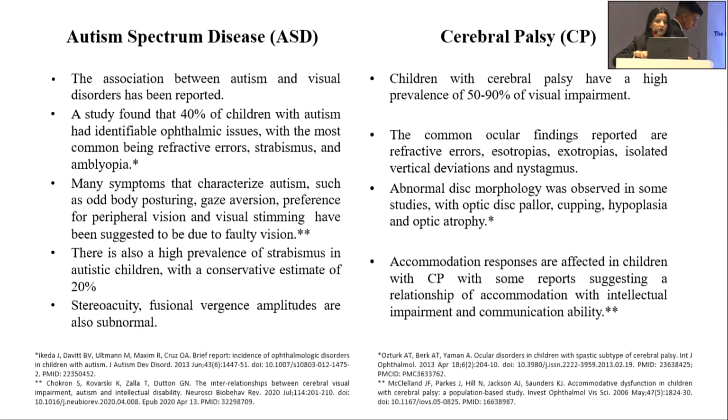In cerebral palsy, children have a high prevalence, 50 to 90%, of visual impairment. Common ocular findings are refractive error, esotropia, exotropia, isolated vertical deviation, and nystagmus, and some abnormal dysmorphology also. Accommodation responses are affected in children with CP, with some reports suggesting a relationship of accommodation with intellectual impairment and communication ability.